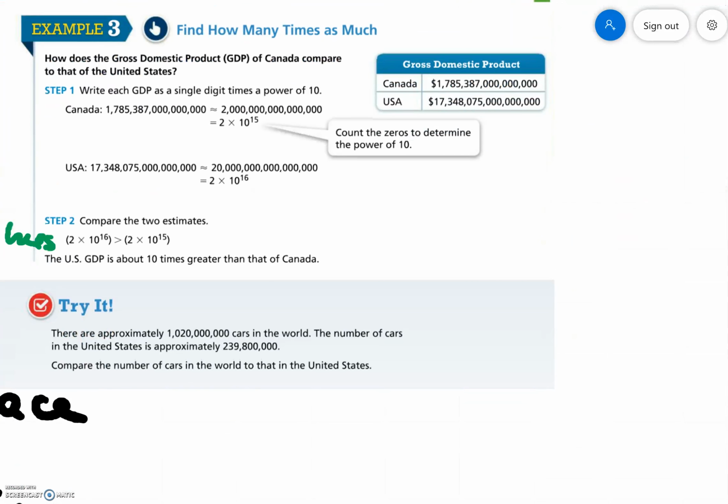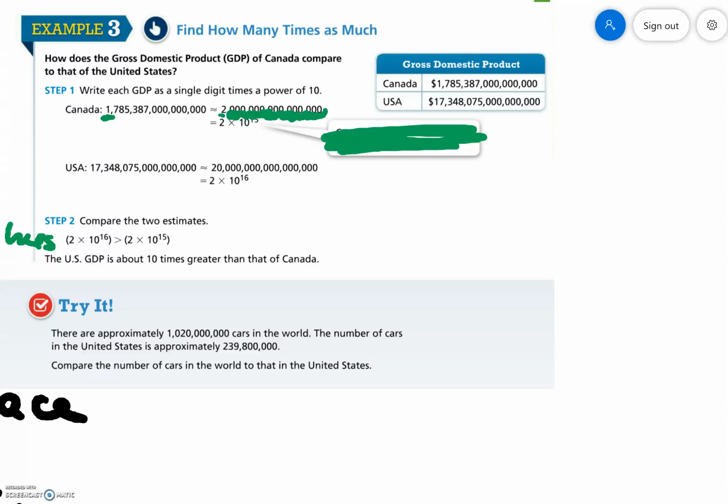Example 3, how many times as much does the gross domestic product, GDP, of Canada compare to that of the United States? So we have to write the GDP as a single digit times the power of 10. So we look for the leftmost number, which is a 1. Look to the right of that is a 7, so we're going to round up to 2. Every other number fills in with zeros. Again, we're not going to count the zeros. Count the place values. 1, 2, 3, 4, 5, 6, 7, 8, 9, 10, 11, 12, 13, 14, 15. So it is 2 times 10 to the 15th.